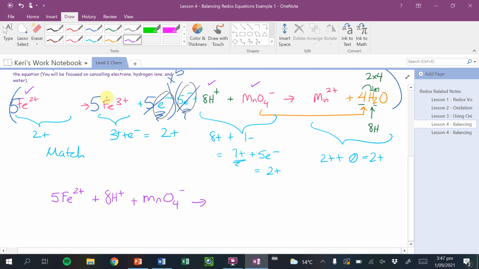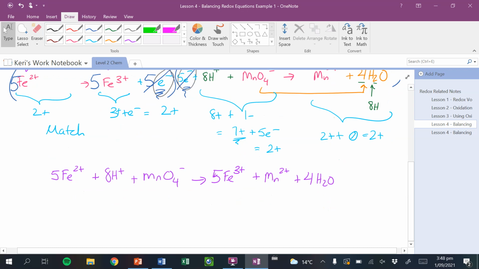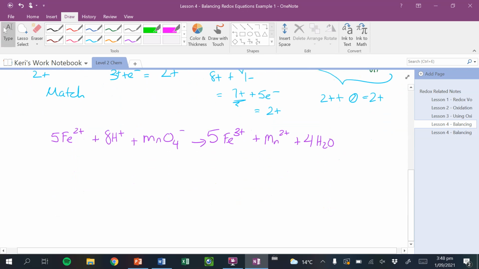On the product side, I have the 5 Fe3+, and then I still have the manganese ion, and then I have my 4 waters. So everybody's accounted for. That's my full equation there, and that's what you're going to need if you want an excellence. Cool. If you want to double check your work, you can check the charges on there to make sure the charges cancel out. So this here is 10 plus 8 minus 1.